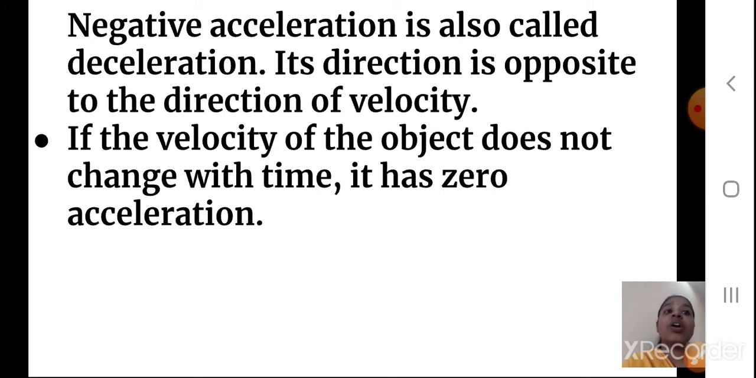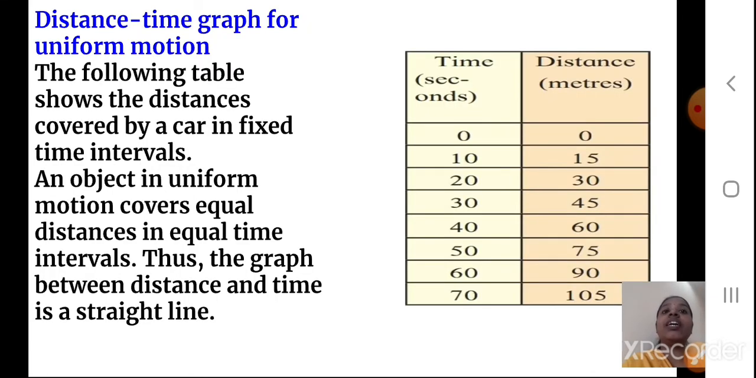If the velocity of an object does not change with time, it has zero acceleration. If there is no change in the velocity with time, we call it zero acceleration. Okay, students, so you will remember positive, negative and zero acceleration. Next part you studied, that was the graphs.